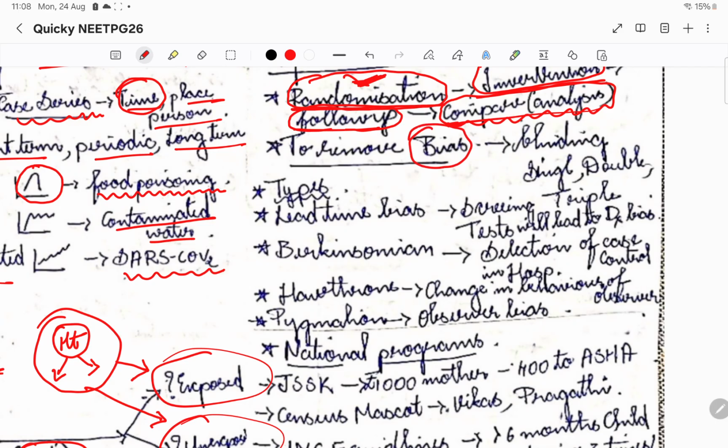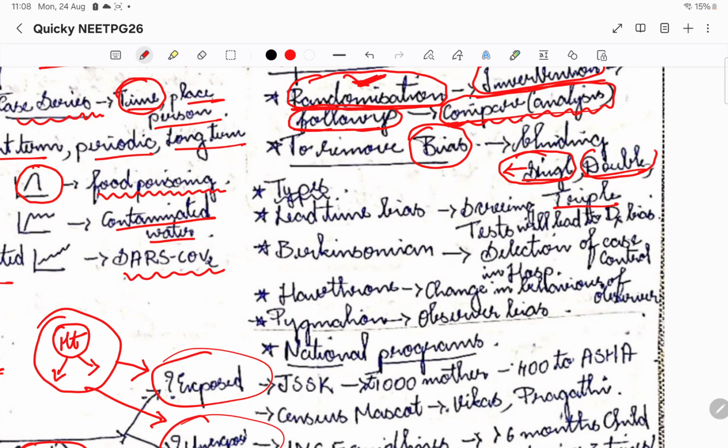To remove that bias, I'll be doing blinding. There are three types of blinding: single blinding, double blinding, and triple blinding. In single blinding, the person who is being experimented on won't know whether I'm giving a vitamin E tablet or a placebo, some random tablet. So the person being experimented on wouldn't know.